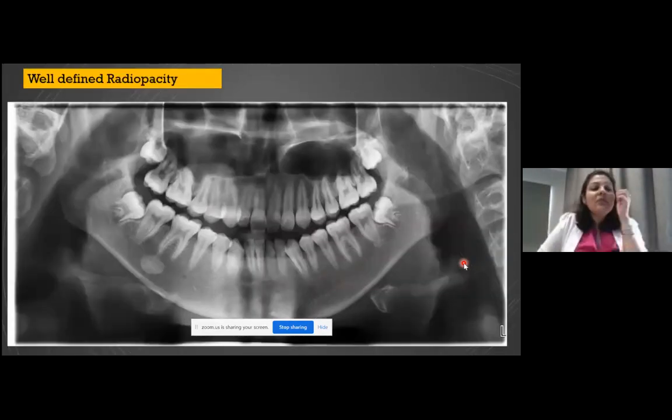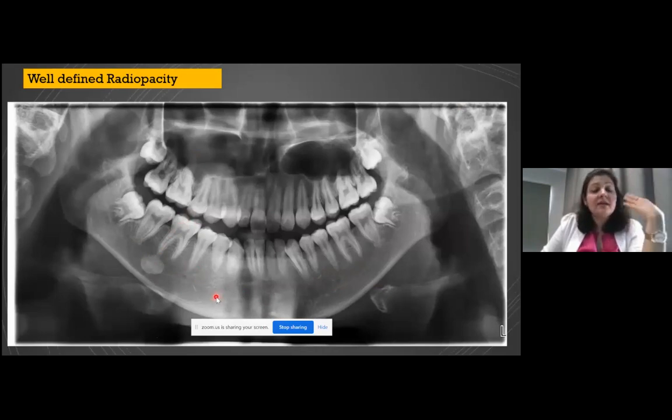Okay, so now we're looking at some well-defined radio opacities. This is very evidently seen in the mandibular area here, this radio opacity. What could it be? It looks normal. The teeth don't have any caries or restoration. It is difficult to comment on lamina dura. Remember, you're looking at a panoramic radiograph.